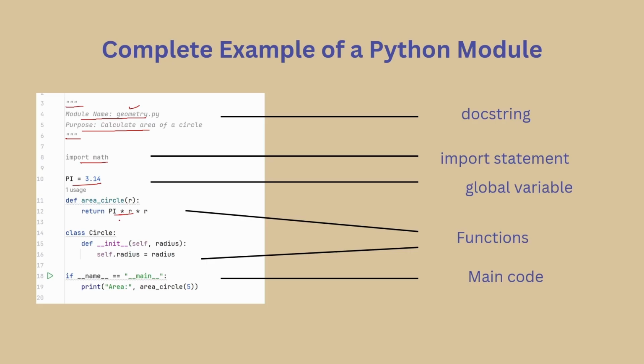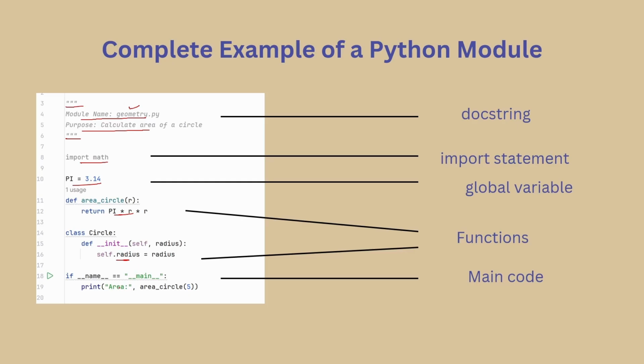This is the function. Then again we have class Circle. Here we have created this particular class, and inside this class we have defined the variable self.radius equals radius, which defines what the radius is.